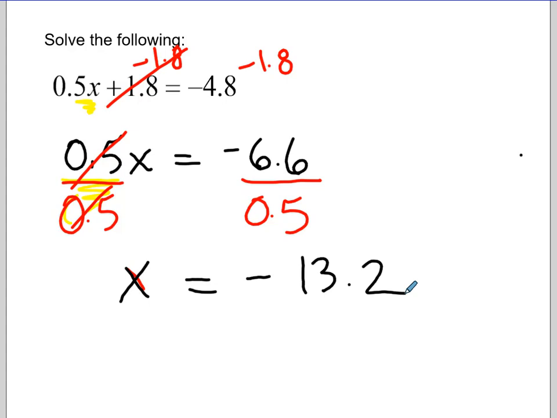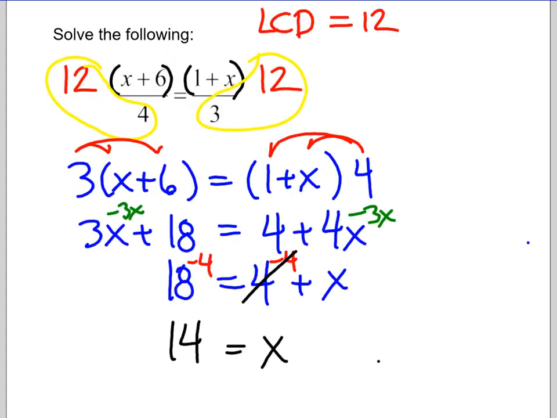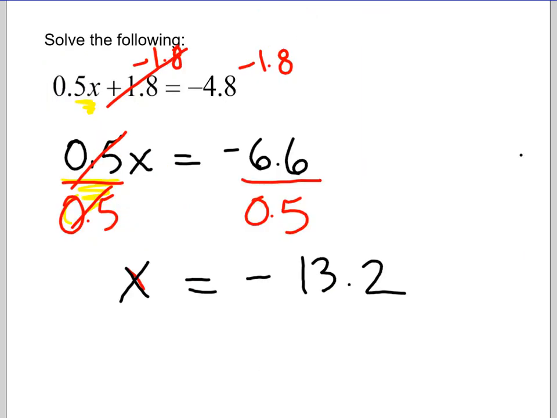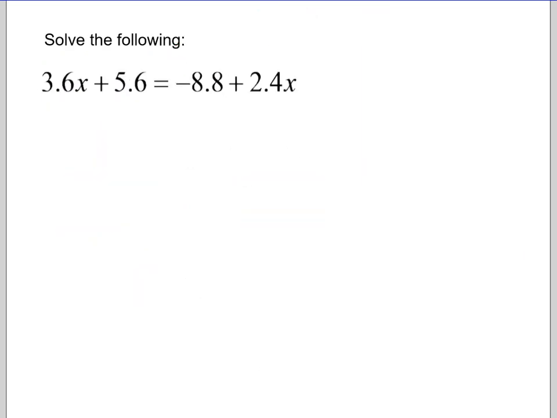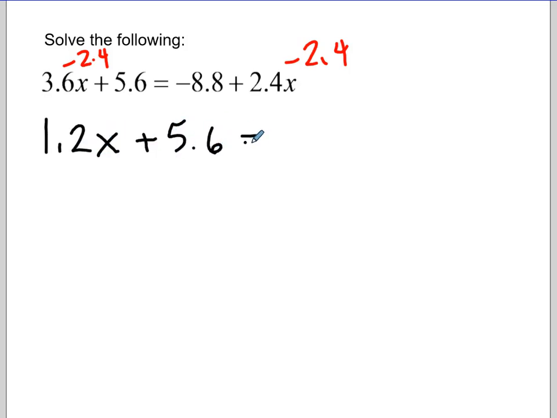Okay, and let's do one more decimal. Oops, what did I do? I jumped up the page. Let's go this way. And here's our last decimal. Ooh, that looks really scary, but they're just numbers, so don't let it overwhelm you. Let's go after the x's first. So I'm going to subtract 2.4 from both sides. Finish the 4. Okay, so this becomes 1.2x plus 5.6 equals negative 8.8.